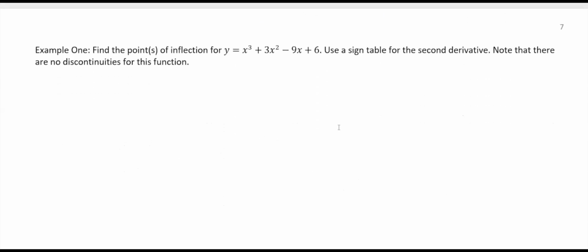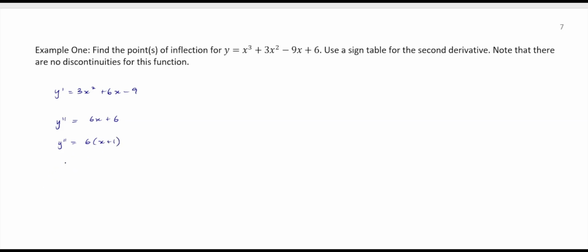Okay, so here we go. Example 1: find the points of inflection for this cubic. Use a sign table for the second derivative. Note that there are no discontinuities for this function. So we're going to go ahead and find the first derivative. So y prime is equal to 3x squared plus 6x minus 9. So then y double prime is just equal to 6x plus 6, and in its factored form, that's 6(x plus 1).